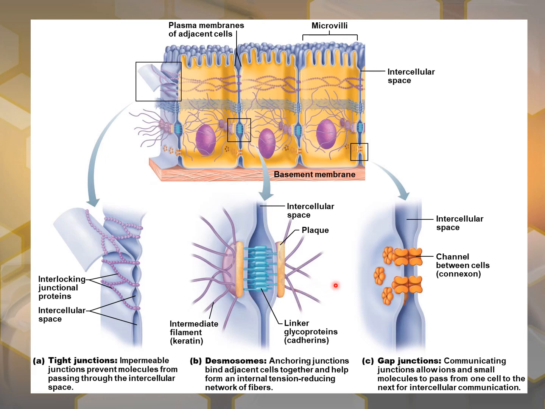So our last type of junction is a gap junction. So that's at the bottom here. So just like the name suggests, there's a gap. So it allows for a connection between the cells with an open channel. Okay, so this allows molecules to pass from inside one cell to another. So this allows for intercellular communication. So it allows the cells to talk to each other. Okay, so tight junctions, desmosomes, and gap junctions.